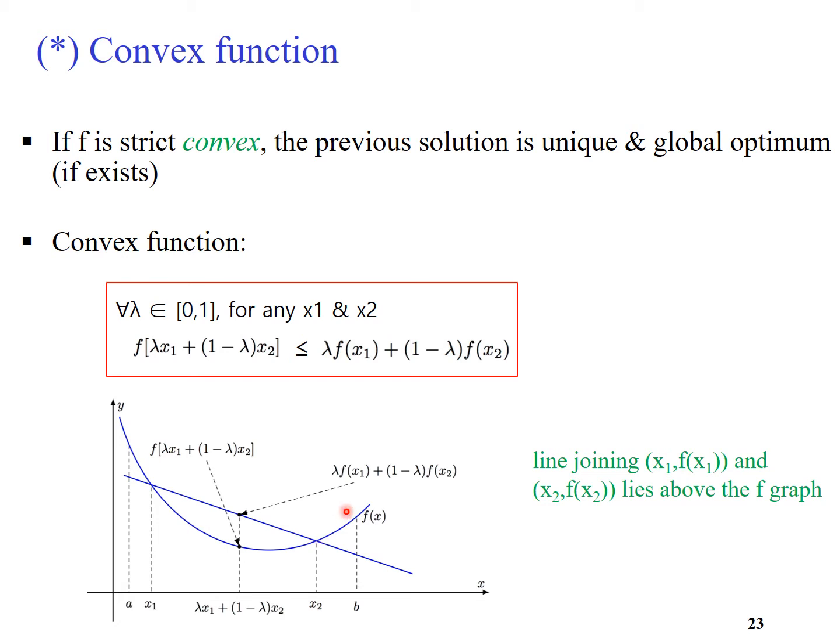So again, this convex is important because if you define an objective function in a constraint optimization method, and if that function is convex, then basically you are all set. You are guaranteed to find the global best answer.